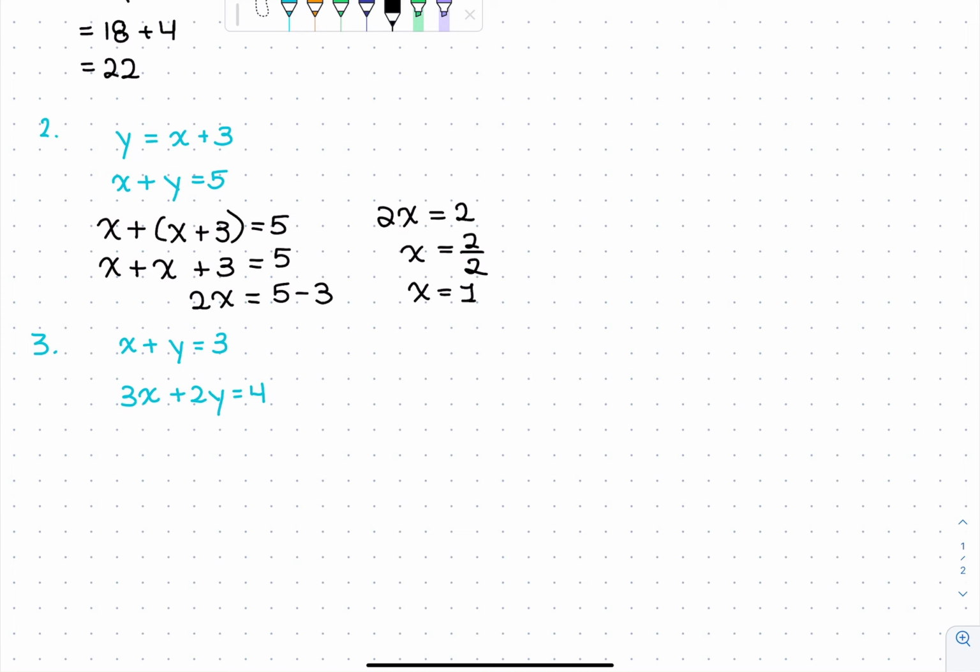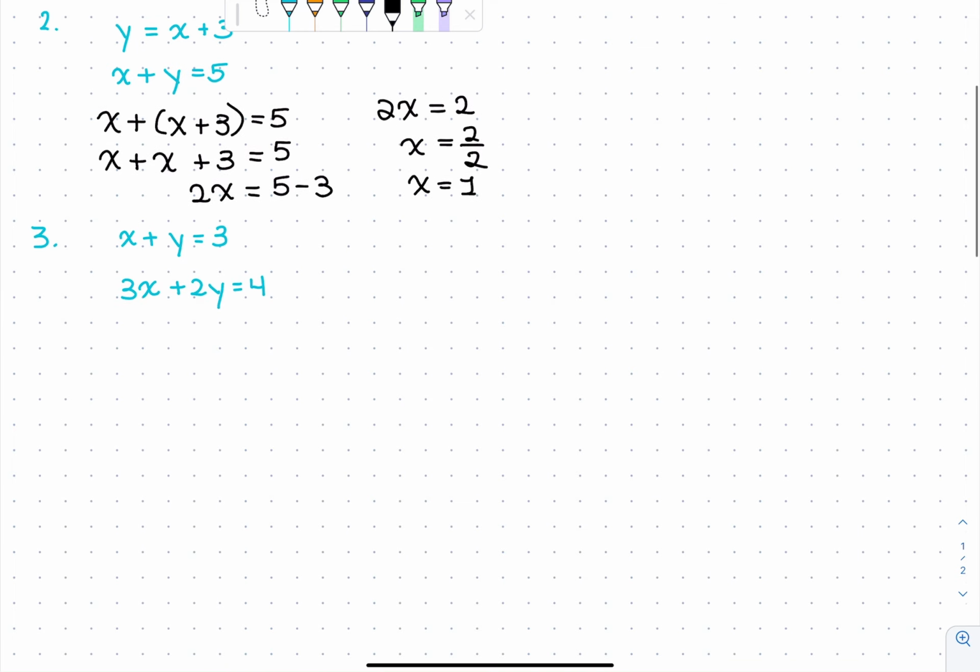The final situation we will look at is when we get given an equation, but we don't have it solved for a single variable. It doesn't say y equals, or it doesn't say x equals something. So in this case, we need to solve for it. So we can choose whether we want x or y. In this case, if we want to get x by itself, I need to bring that y over. So I would have x is equal to 3 minus y. And I now know what x is.